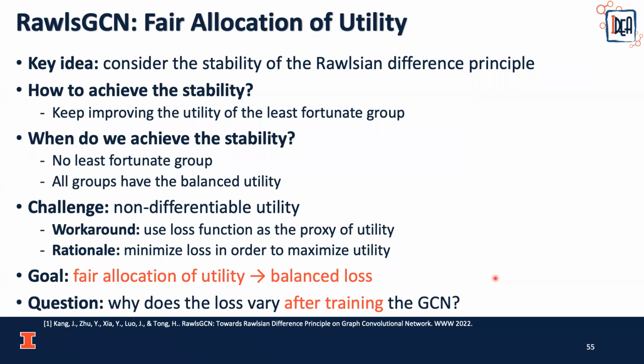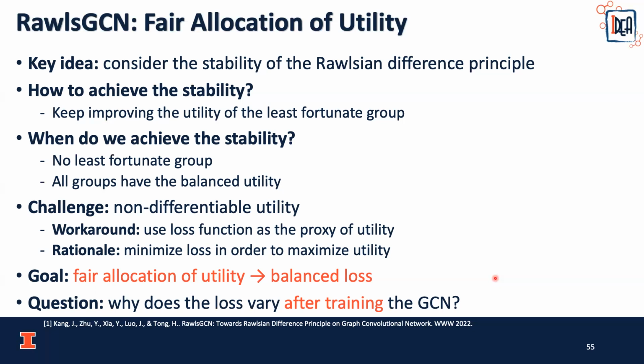And to find where the allocation is fair, we take a different strategy by understanding the stability of this Rawlsian difference principle. Basically, we achieve the stability when there is no least fortunate group, which means that all the groups will have a balanced utility. But the bad thing is that many utility measures are actually non-differentiable. Classic non-differentiable utility measures include accuracy or the F1 score. To accommodate this non-differentiable nature, we use the loss function as the surrogate measure of the utility, because we often want to minimize the loss in order to maximize the utility. With this slight reformulation, our goal naturally becomes balancing the loss of nodes with different degrees.